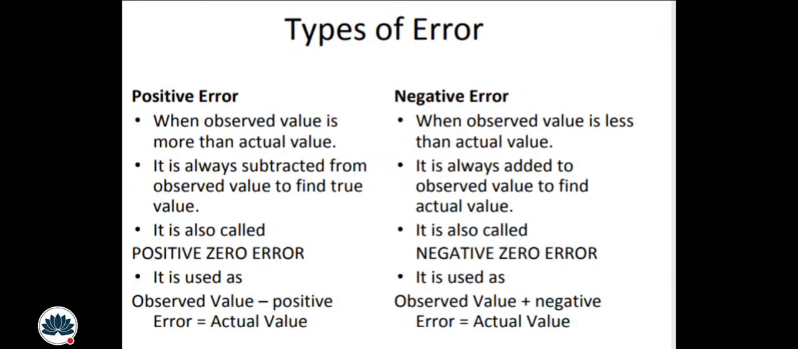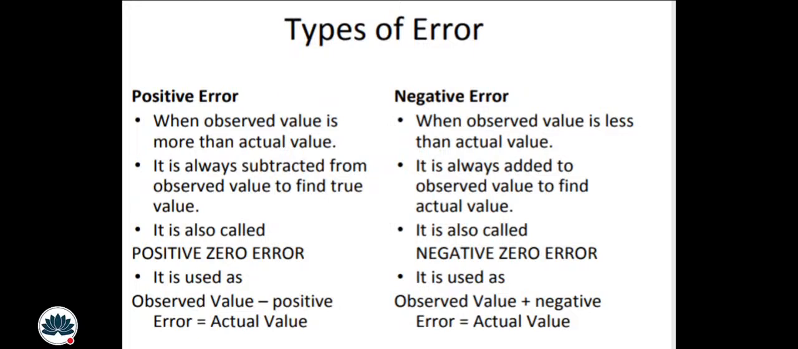There are positive type of error and negative type of error. When observed value is more than actual value, it is said to be positive error. It is always subtracted from observed value to find true value. It is called positive zero error. Positive zero error is the word you are required to learn. It is used as observed value minus positive error is equal to actual value.